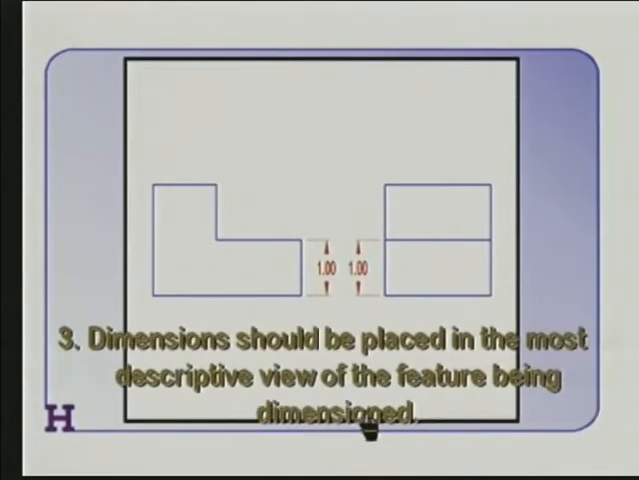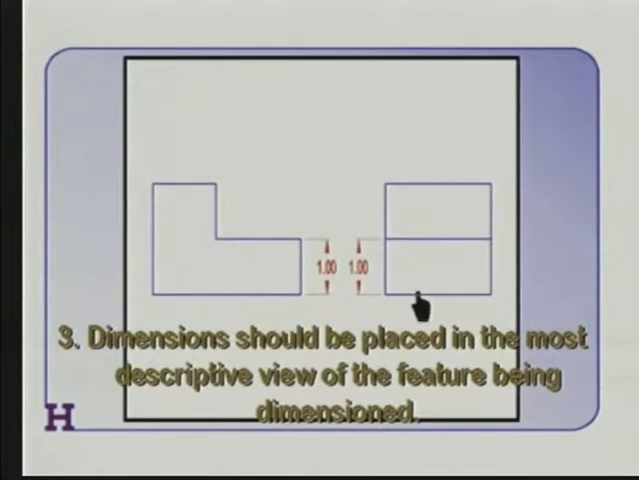Dimensions should be placed in the most descriptive view of the feature being dimensioned. Now take a look at this object. We have two choices here. We can either dimension the front view or we can dimension the right side view. Both of those are dimensioning the same feature. But which of these views more clearly describes the feature being dimensioned?